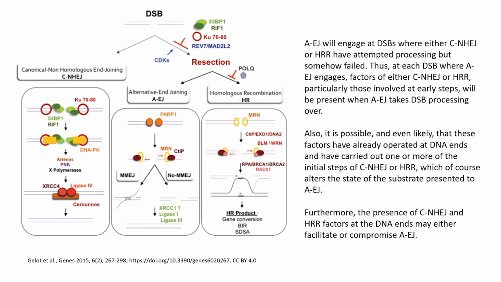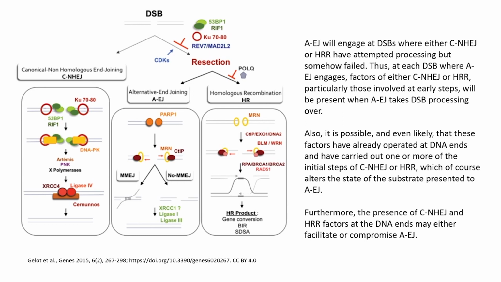So, CNHEJ and HRR tried to repair the DNA, so those players are present, but they fail to do it. Then this process is taken over by the alternative pathway. So, in the alternative pathway, we will always find the presence of the initial players involved in the earlier two processes. Also, it is possible and even likely that these factors have already operated at the DNA ends. So, resection has taken place and it has carried out one or more of the initial steps of the CNHEJ and HRR, which of course alters the state of the substrate presented to the alternative NHEJ.